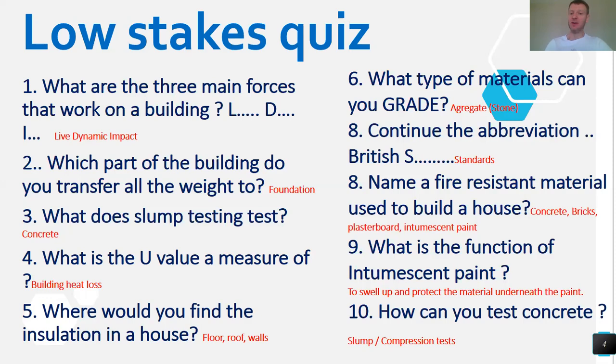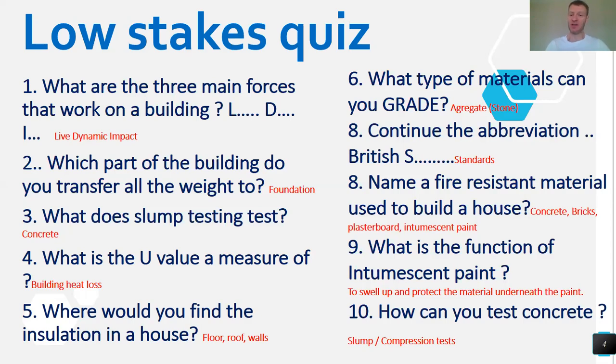Name a fire-resistant material used in a building. Okay, we can have concrete, bricks, plasterboard. These are things that do not burn, and intumescent paint. What is the function of intumescent paint? Intumescent paint is quite often used in ships. It's quite often used in football stadiums where they spray beams and other items with it. If heat hits intumescent paint, it swells up and creates a barrier between the fire and the actual item it's trying to protect.